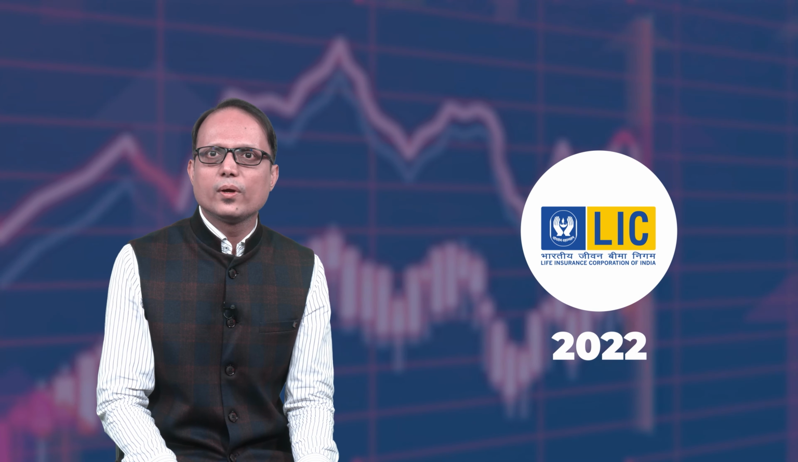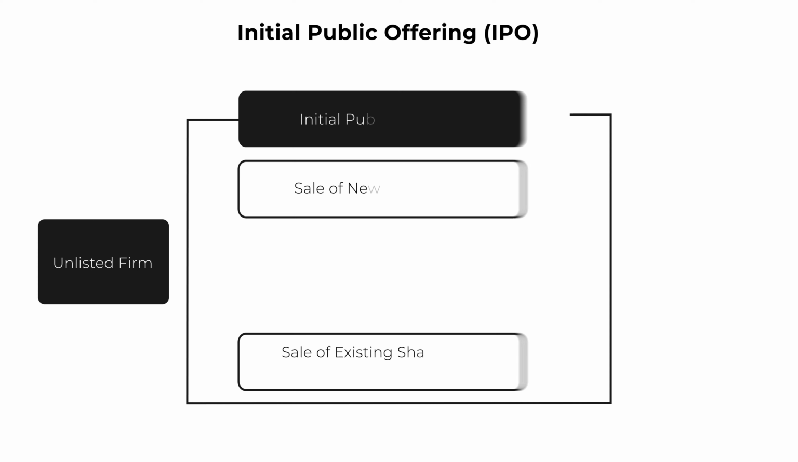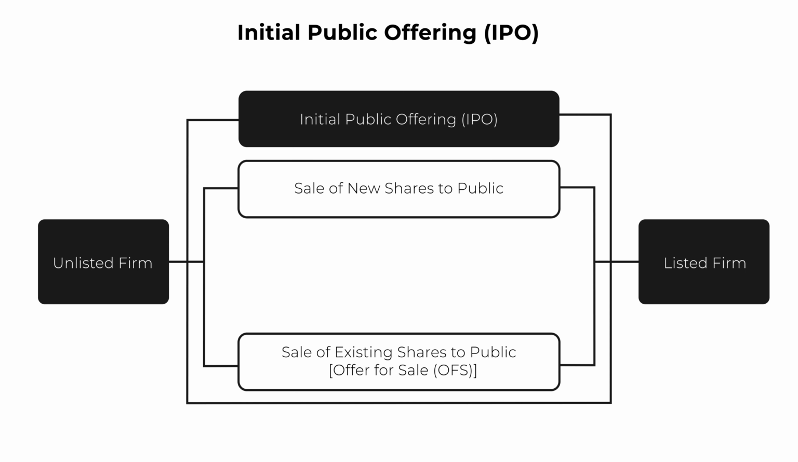For example, the Life Insurance Corporation's IPO in 2022, which has been India's largest IPO to date, did not involve issuing new shares. Rather, it only involved selling existing shares by the Government of India, which was an existing shareholder in LIC at the time of the IPO. Thus, an IPO, as you can see in the figure, can not only involve raising money by issuing new shares, but it can also involve selling existing shares by current shareholders of the firm.